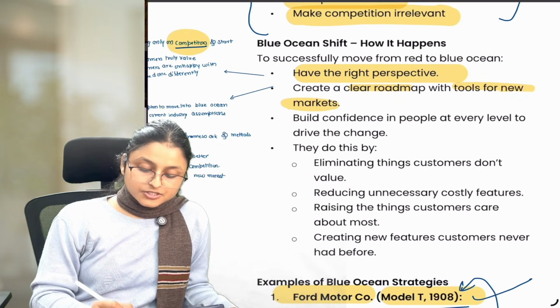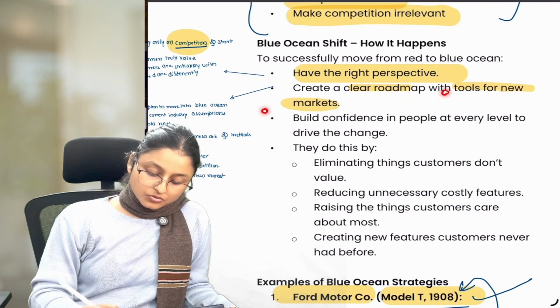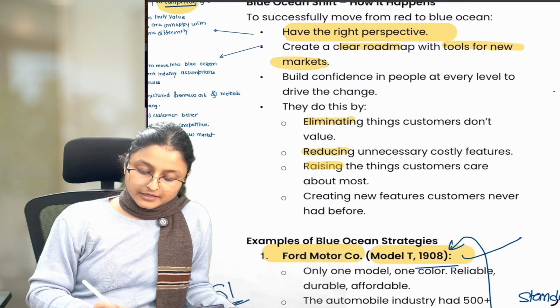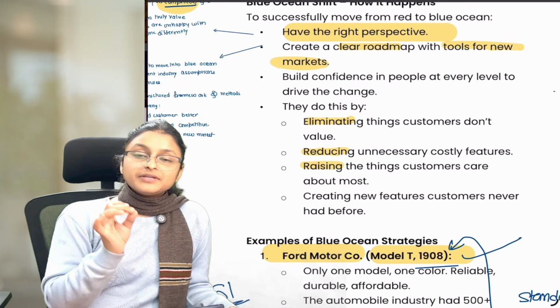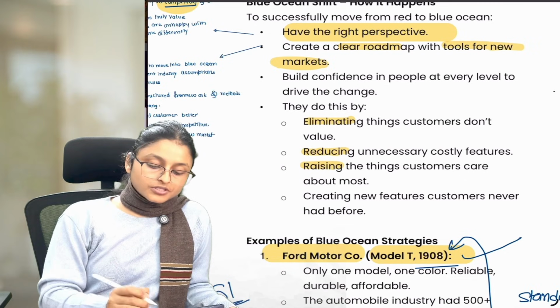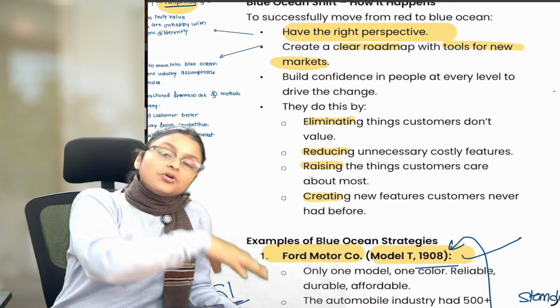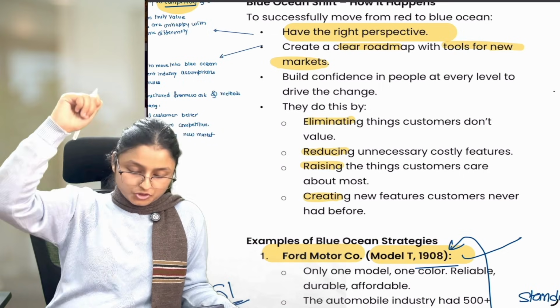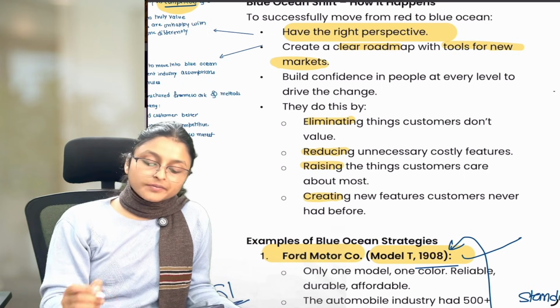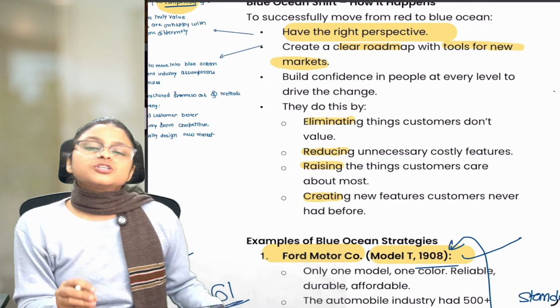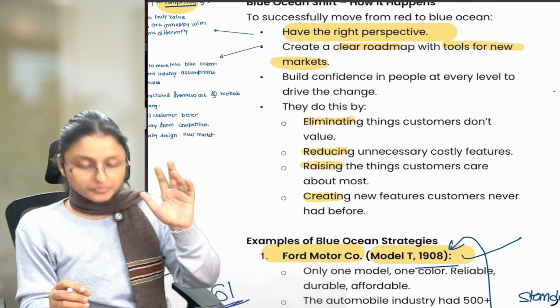Now, this shift of red to blue is done by eliminating, reducing, raising and creating. So eliminate, reduce, raise, create. A four-step process is followed for shifting from old, that is red ocean, to blue ocean. Eliminating, what do you need to eliminate? The features which customers don't value. The things which customers don't value, just remove them from your product.